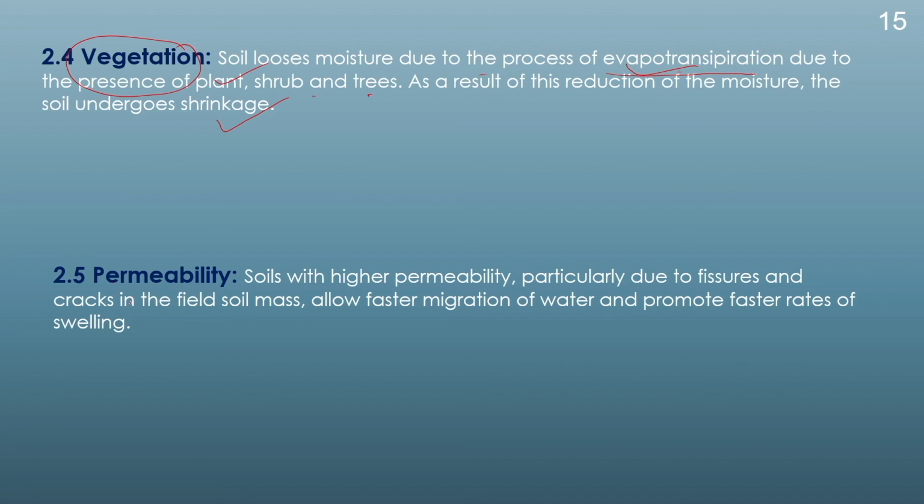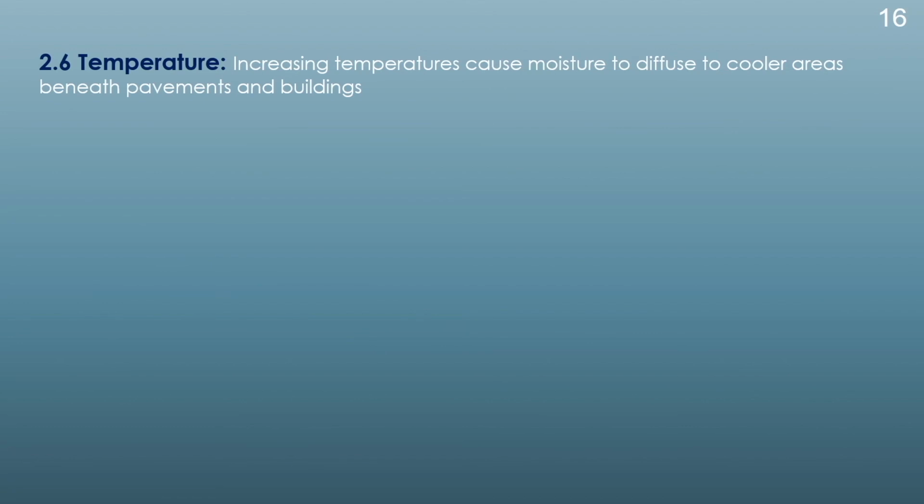Next is the soil permeability. Soil with higher permeability, particularly due to the fissures and cracks in the field soil mass, allows the faster migration of water and promotes a faster rate of swelling. Temperature. The increase in the temperature causes the moisture to diffuse to a cooler area beneath the pavement and the buildings, as a result of which the swelling will take place.